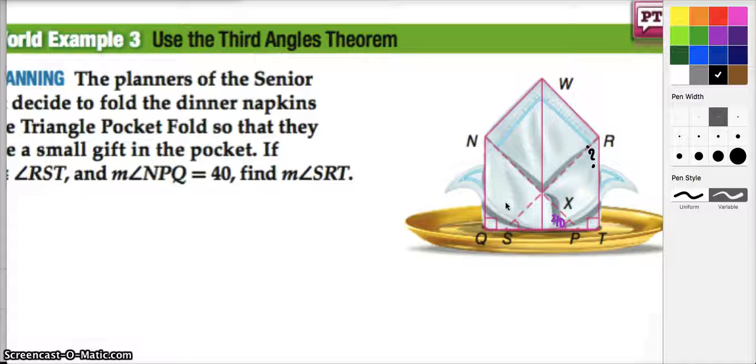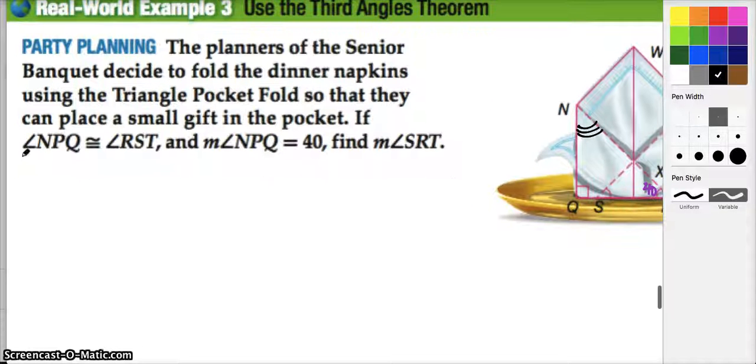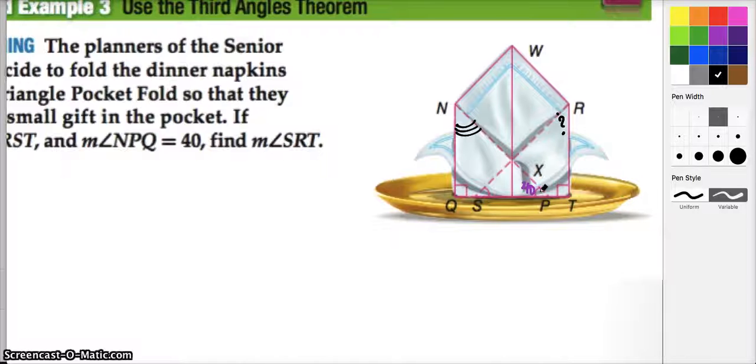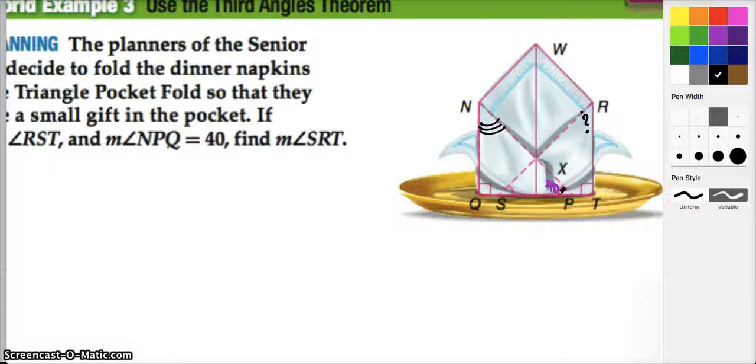This is 90 degrees. I see what's going on. So I already know that I can find this angle here, and this angle is important to me because I think it's going to be a lot like angle R. I'm going to confirm that by going back to the fact that NPQ and RST are equivalent or congruent. So NPQ and RST have the same measure, so that means that this guy is 40 degrees as well.